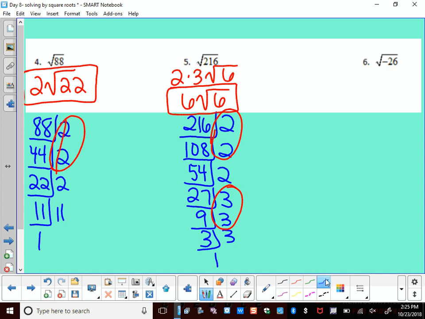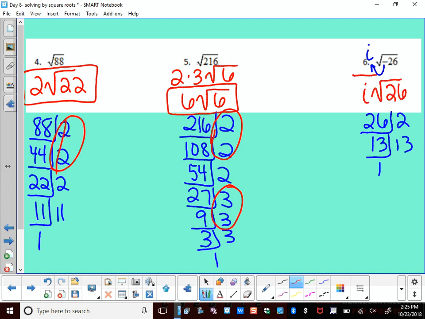Alright, for number 6, this is also not a perfect square, but I have a negative. That will definitely come out as i. So I have 26, smallest number is 2, 13, 13, 1. Do I have any pairs? No. So my answer stays i root 26. I don't have any pairs, so I can't bring any pairs out. All good? Yep. Good.